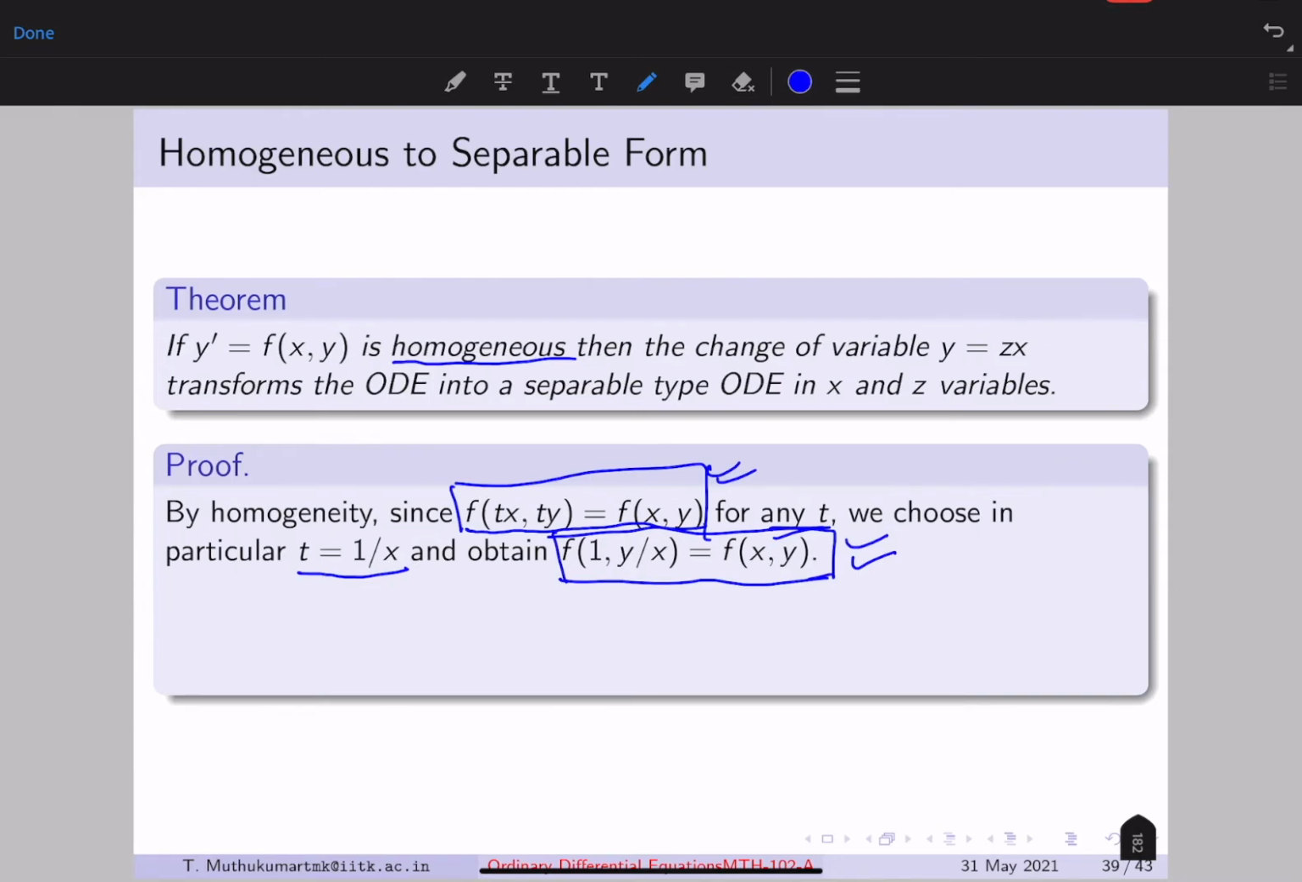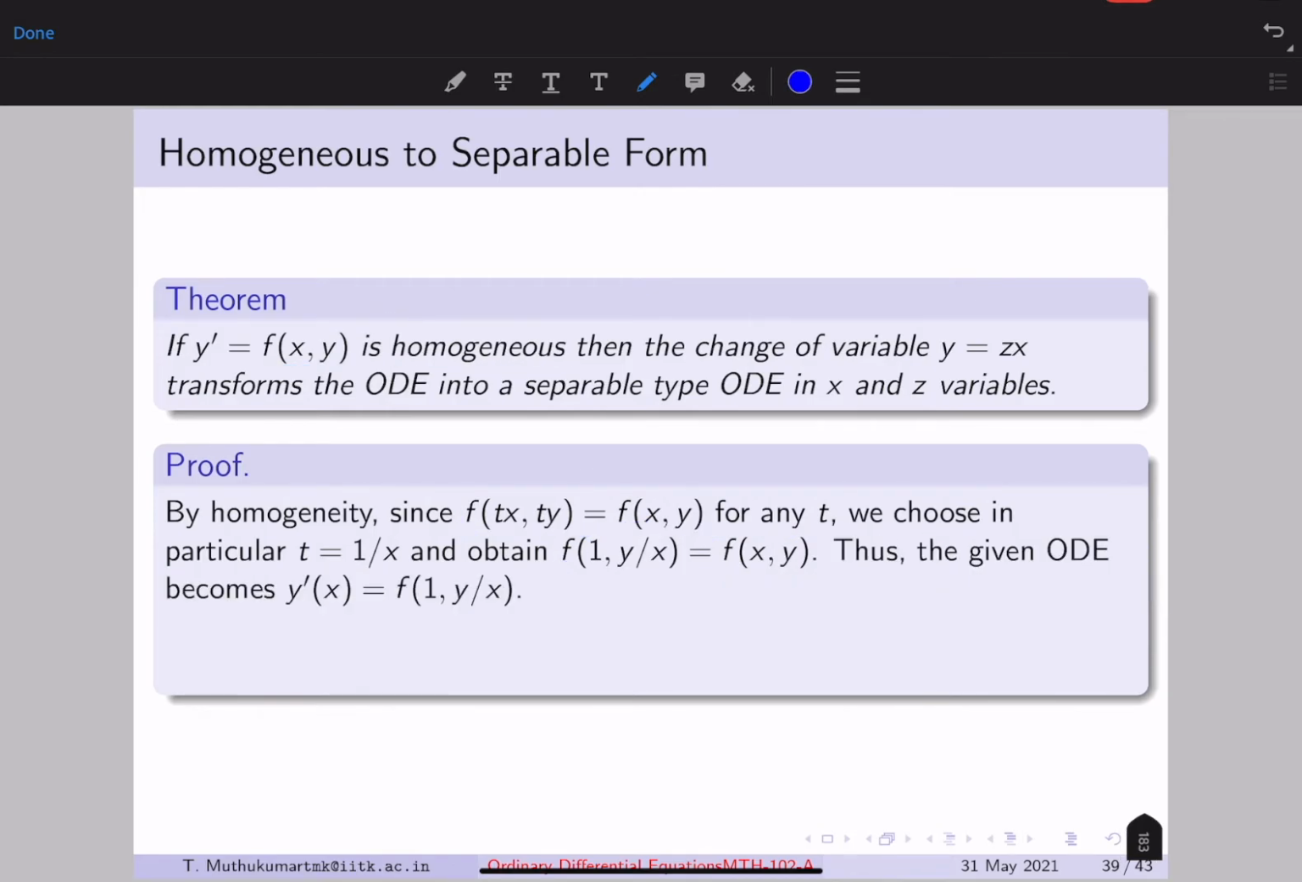Now what you have here is f of x, y, which means the ODE which is given to you can now be equivalently written with f of 1 comma y over x, because f of x, y can now be replaced with f of 1 comma y over x. So do that substitution here. The ODE becomes y prime equals f of 1 comma y over x.